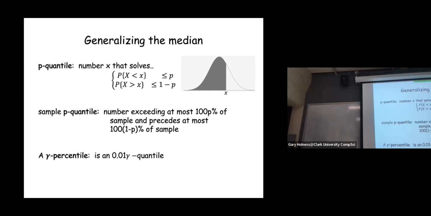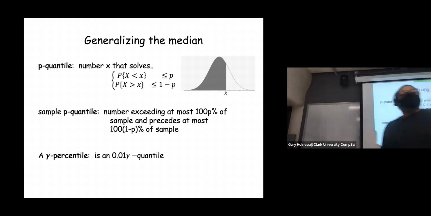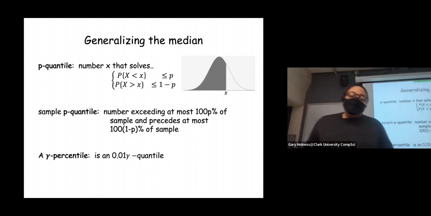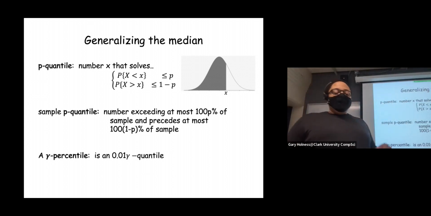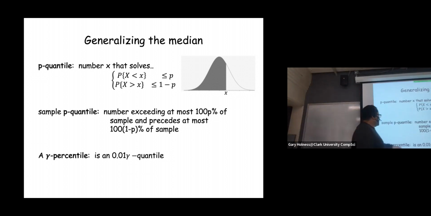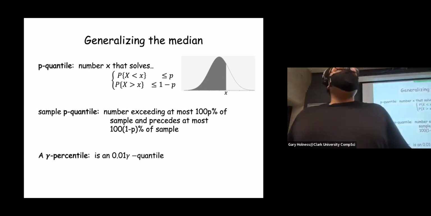Okay, any questions about this? Does that make sense? All right. A gamma percentile is another way of talking about it by using a percentage. And you'll notice here, they multiply by 0.01 to convert it back to a proportion. Okay? All right, any questions? No questions? That makes sense?